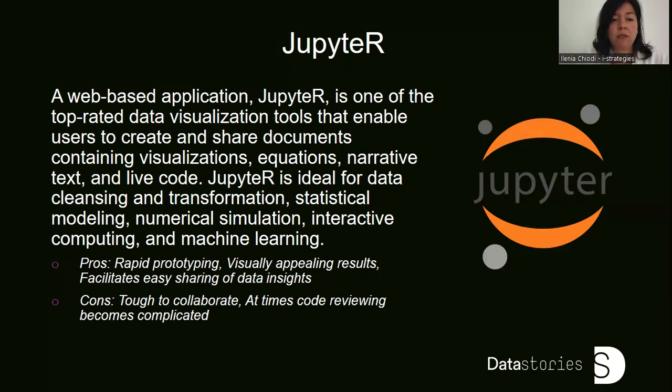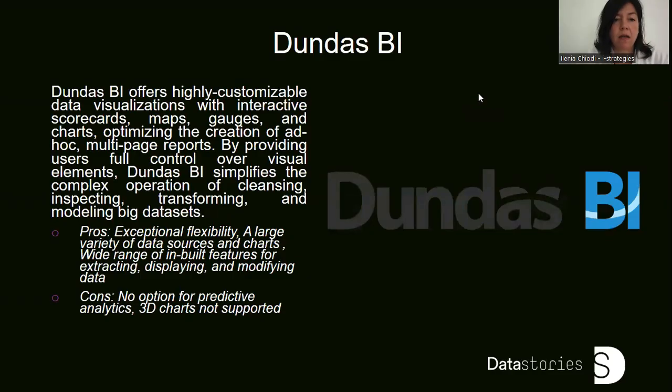that enable users to create and share documents containing visualizations, equations, narrative text, and live code. Jupyter is ideal for data cleansing, transformation, numerical simulation, interactive computing, and machine learning. Dundas BI offers gorgeous maps, interactive scorecards, and charts, and simplifies the complex operation of cleansing, inspecting, transforming, and modeling big data sets.